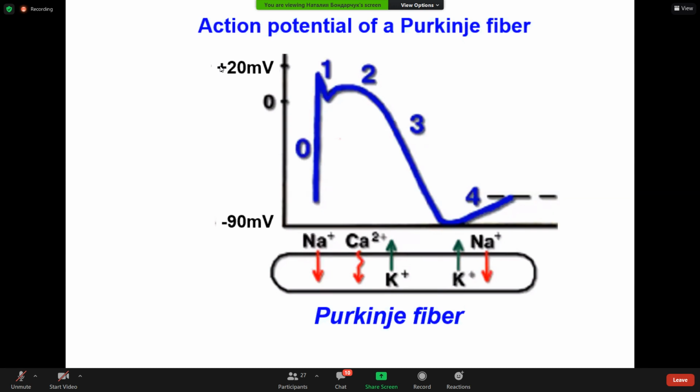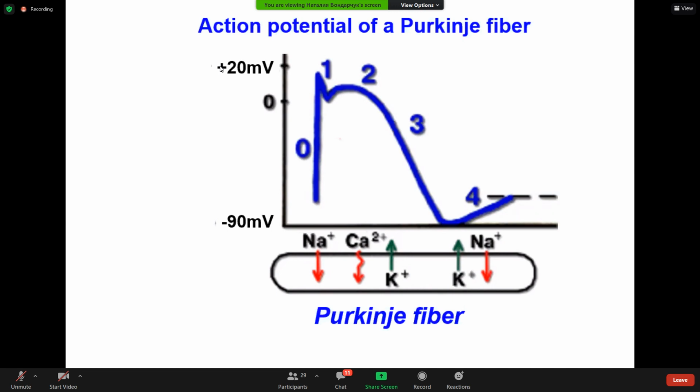Let's speak about abnormal automaticity. The fourth phase of action potential is responsible for automaticity. So if the fourth phase is slow onset, it leads to bradycardia and bradyarrhythmias. If we are speaking about very rapid onset of the fourth phase, reaching the initial millivolts to generate action potential, it will be tachycardia.